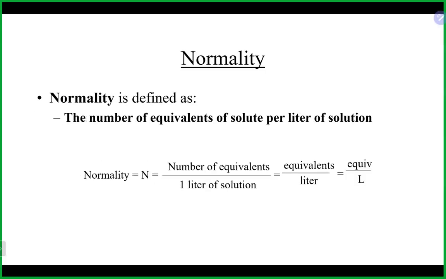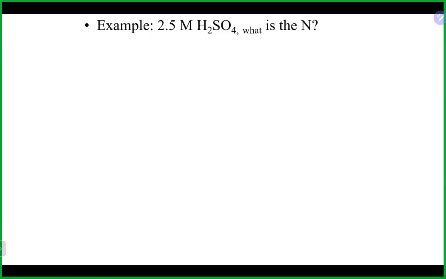Now, normality, as I mentioned before, is really equivalents per liter, and it's kind of like molarity. Again, instead of moles, we're using equivalents per liter, and you can rearrange it, kind of the same idea as molarity when you do that. So if we had something like 2.5 molar sulfuric acid, and we want to know what the normality of it is, we would take the same approach. You want to think of it almost like a dimensional analysis conversion problem.